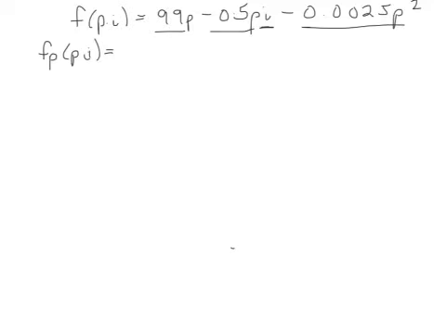Okay, so the first term we have is 99p. The derivative of 99p is just 99. We have negative 0.5 pi. So there our derivative will just be negative 0.5 I. Don't forget the I. And then here we have negative 0.0025 p squared. So remember, that's the power rule.